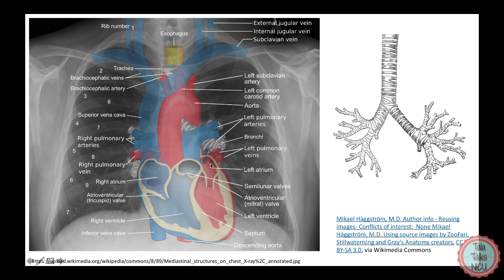So here you can see that the right side borders of the heart are kind of the right atrium at the top, the right ventricle at the bottom, and then the left-sided border of the heart is the left atrium and the left ventricle right there. And the pulmonary vessels are the ones that we should be able to see very easily going into the lungs.